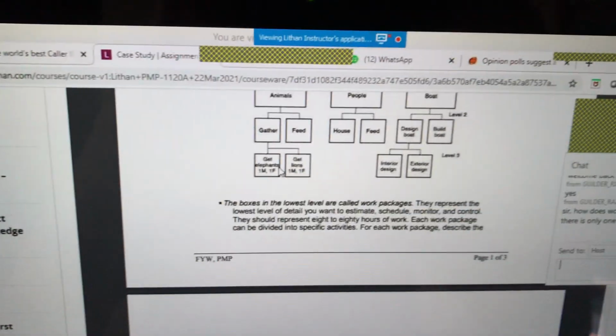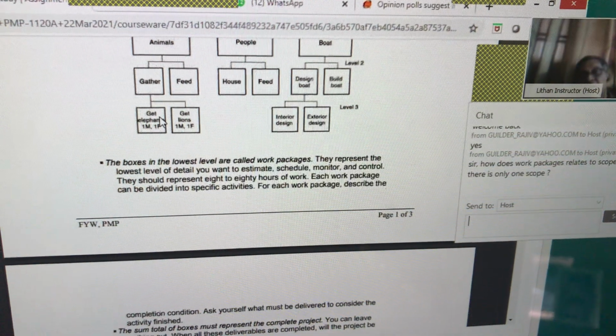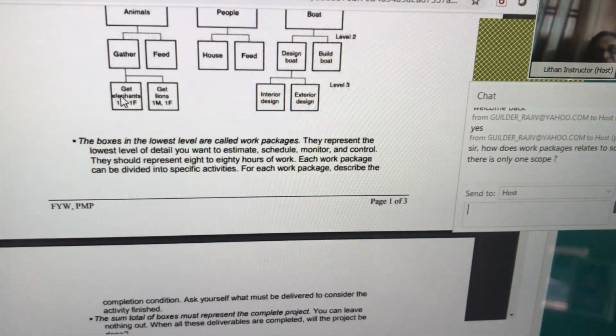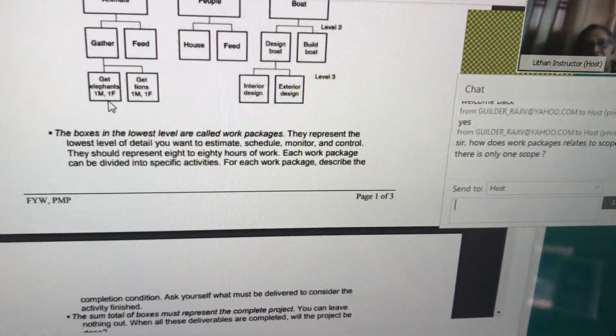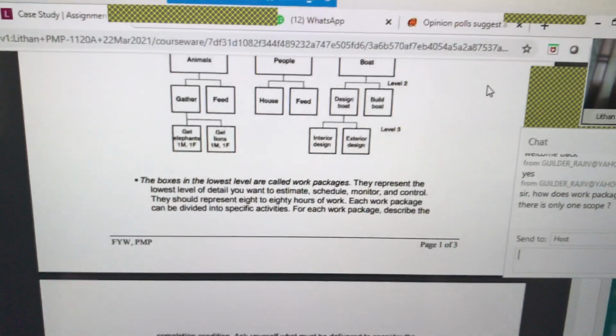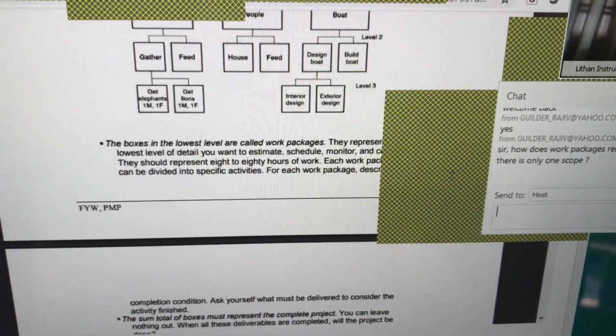Can monitor: hey, did I get elephants in 1 week? Oh, it is taking 2 weeks. The cost for getting elephant is $50,000. What's the actual cost spent? That kind of monitoring and control I can do at work package level. Do you get that? That's why you break it down.